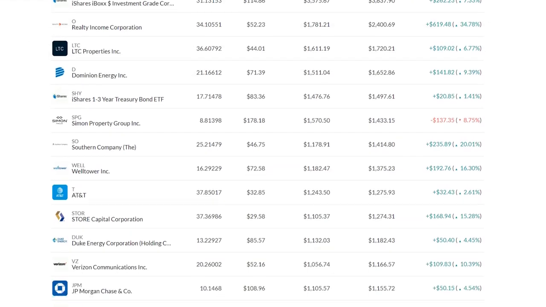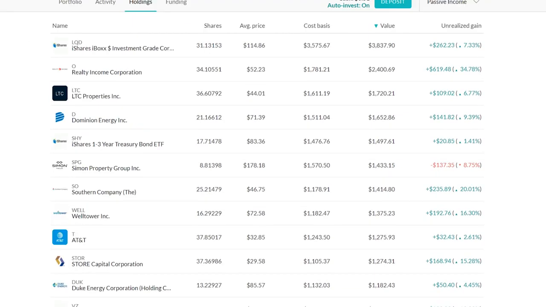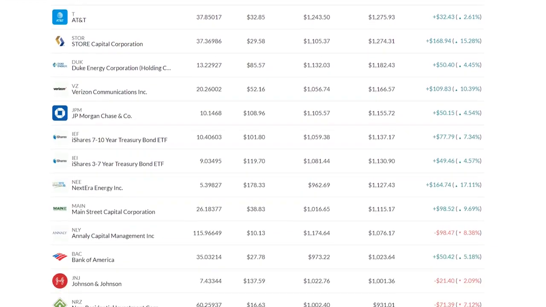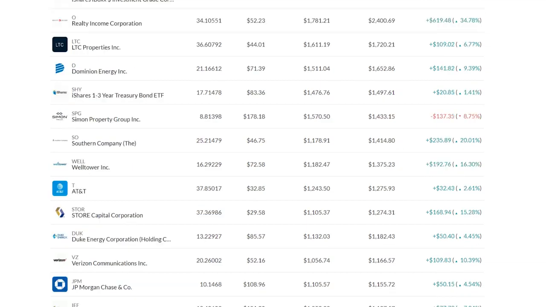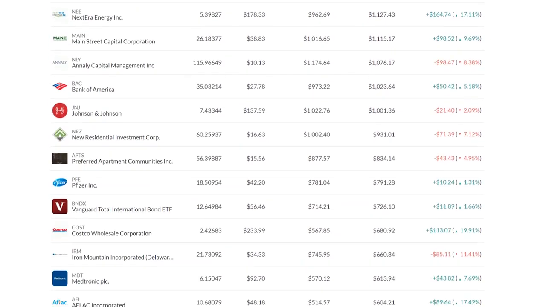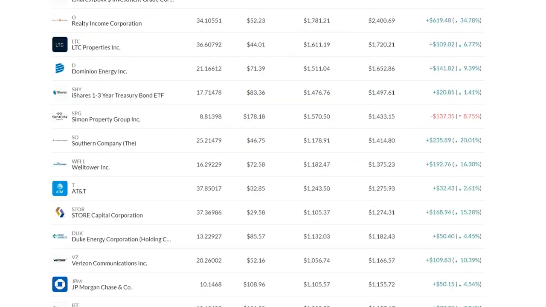I look at all my holdings. All of these pay me back capital residually. Most of them pay quarterly dividends. Some of these holdings, like LQD, pay monthly interest. Either way, every single one of these returns capital to me on a residual basis. And that's exactly what I'm looking for in this portfolio.